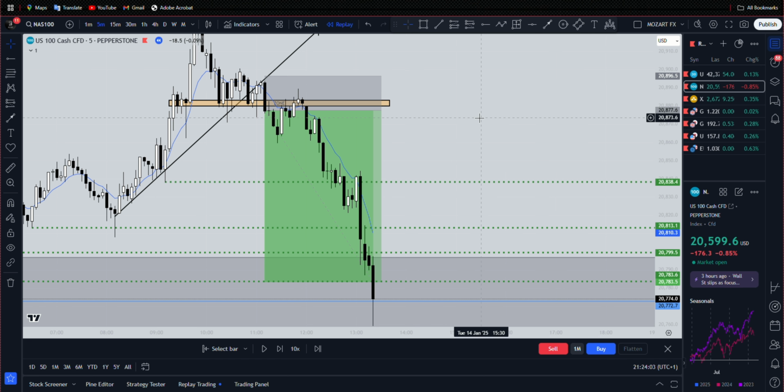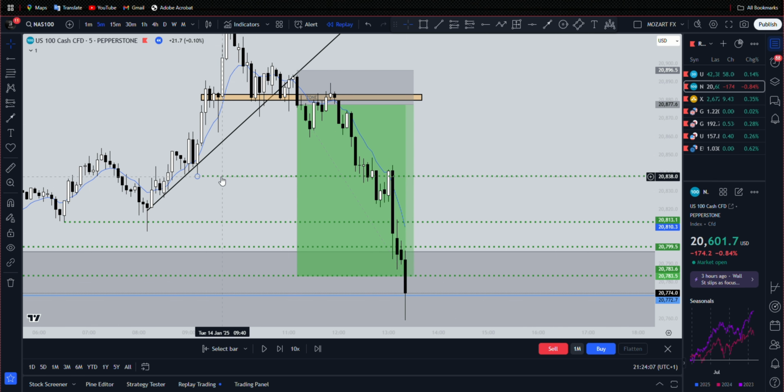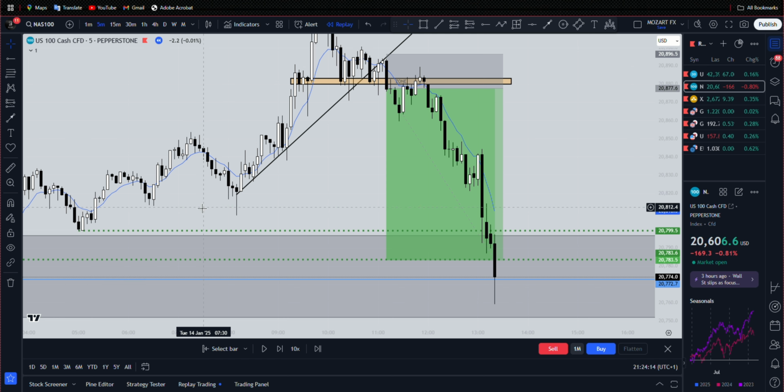So yeah, that's the beauty of it, which is simplicity, not overcomplicating things, sticking to your setup, sticking to your risk management strategy, not over leveraging, and just being consistent with it.